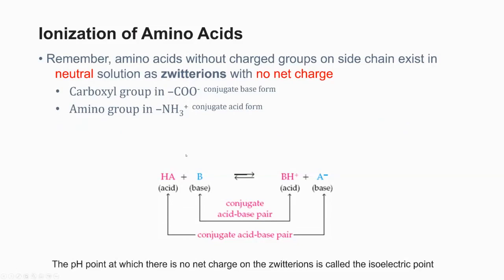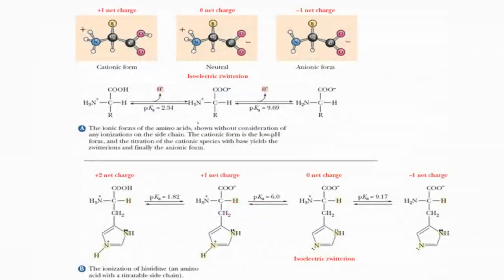So, the ionization of amino acids. Amino acids basically exist in neutral solution as a neutral ion with no net charge, because the carboxyl group will be COO negative and the amino group NH3 positive. So there is no net charge in the neutral ion. The pH at which there is no net charge on the neutral ion, we call the isoelectric point, PI.